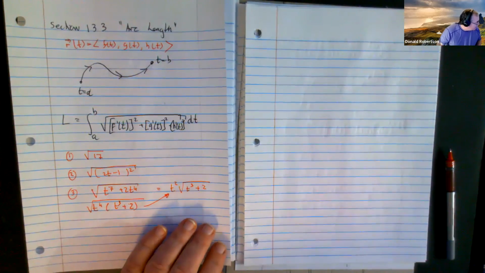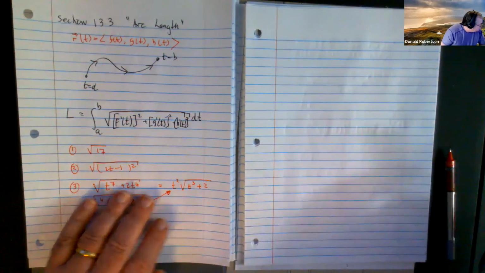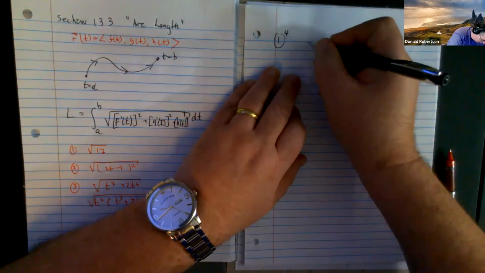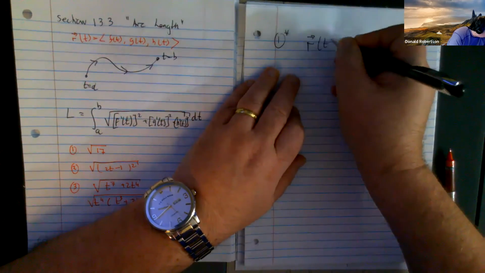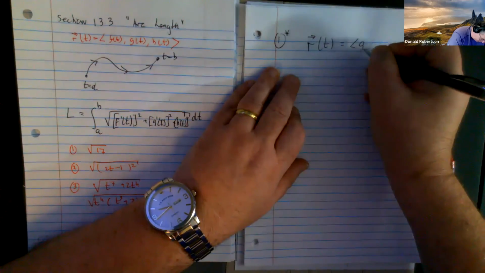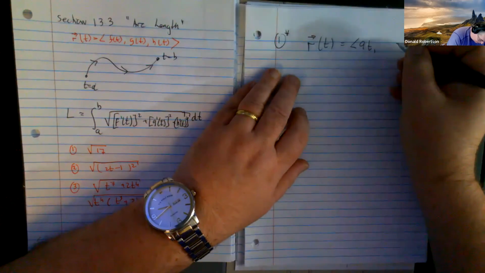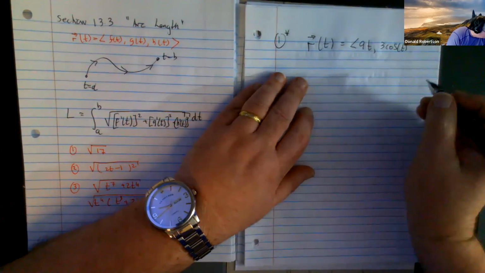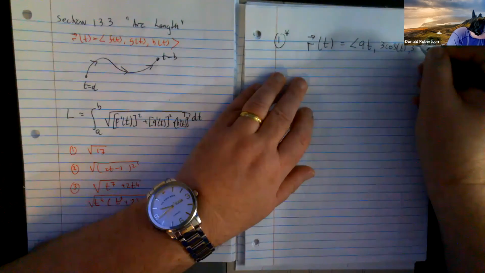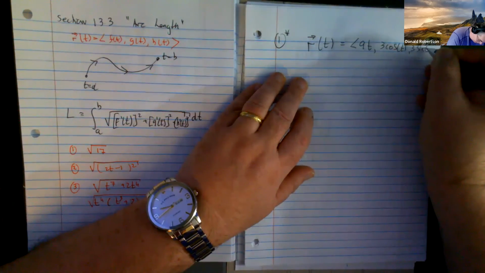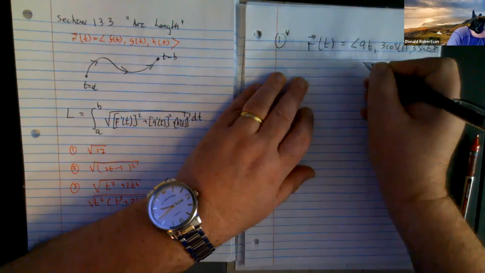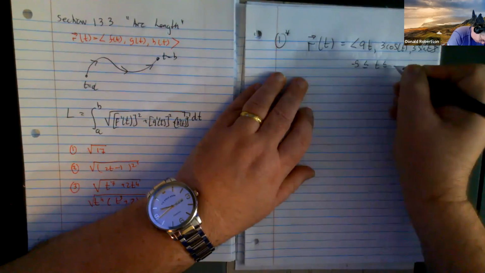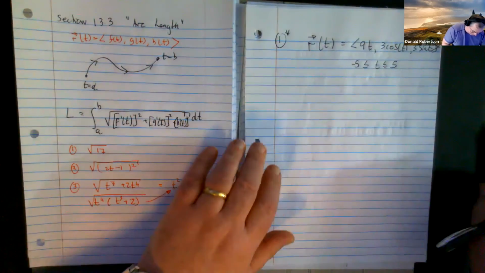So I think we've got time to do one. So here it goes. We have a space curve. It's a helix: 9t, 3 cosine of t, 3 sine of t. And we're being asked to find its arc length from t equals -5 to t equals +5.